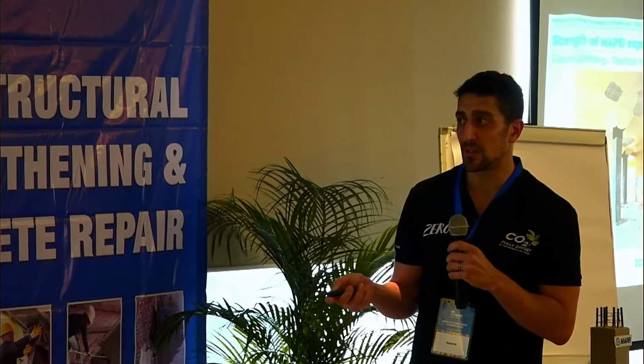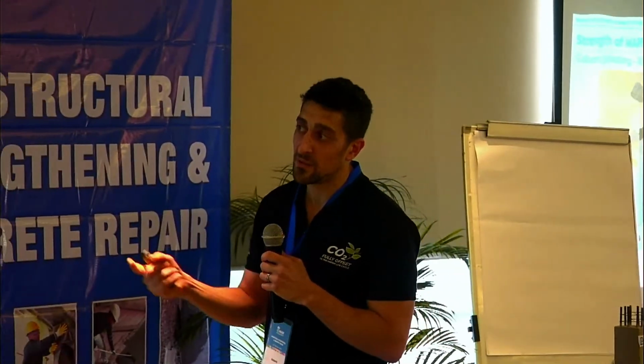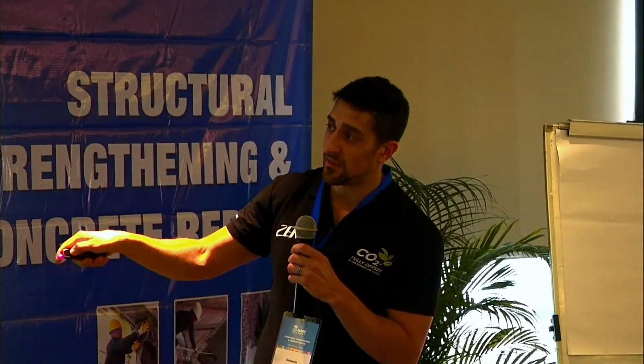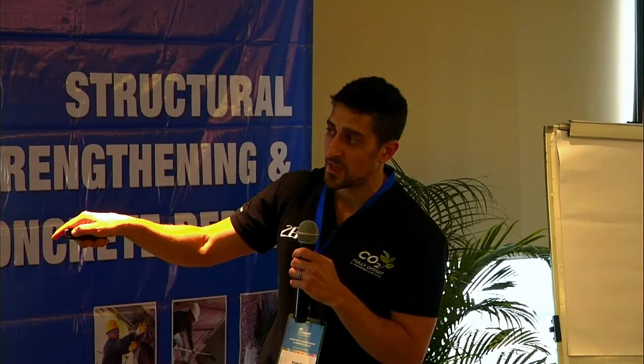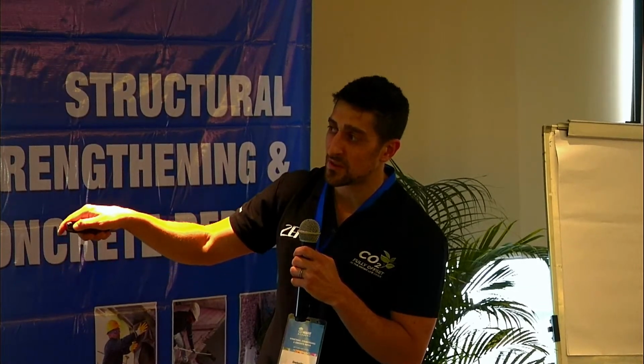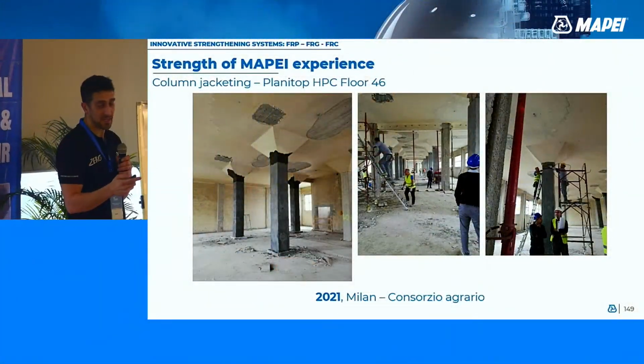These are examples of column jacketing. You can see here that we were not able to access from upstairs, so we realized the formworks up to more or less 50 centimeters from the top. We poured the material inside the formworks, and the day after we used the thixotropic material to complete the jacketing on the top side.